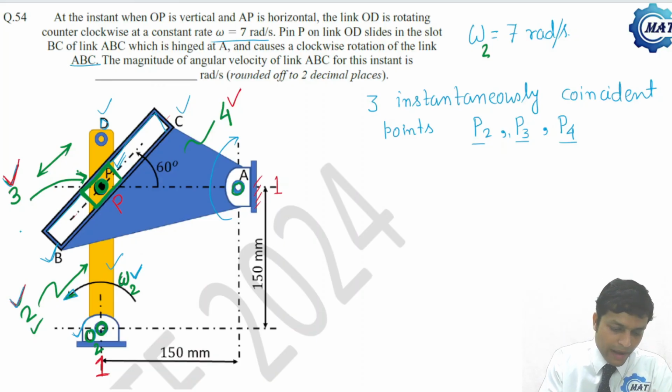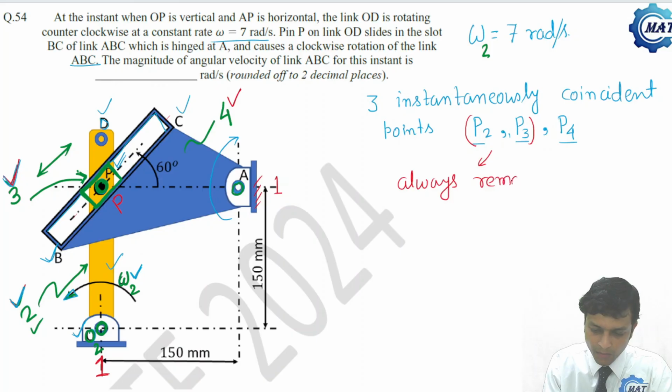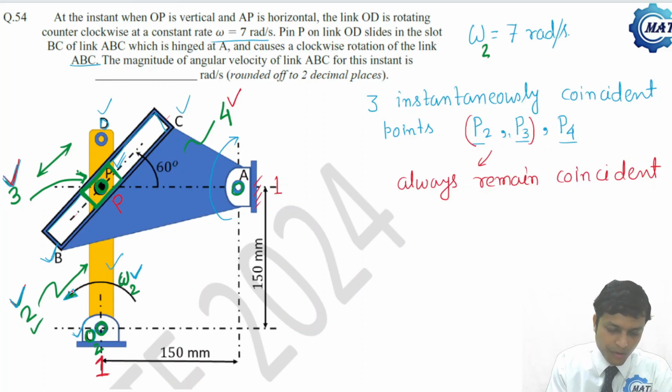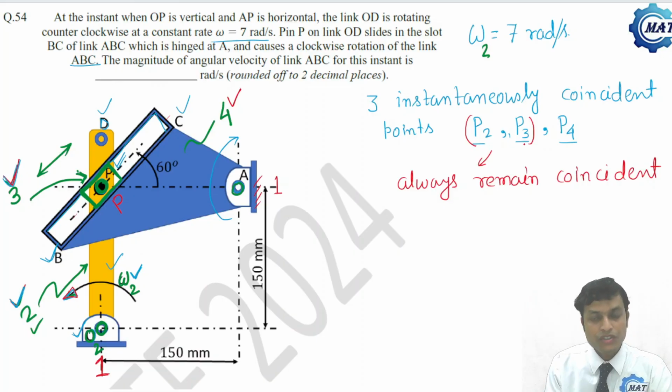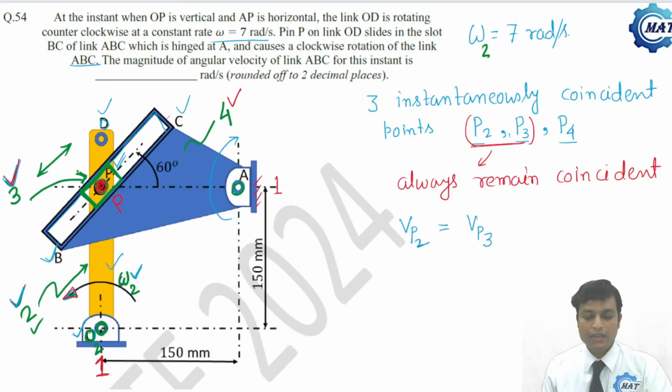Now body 2 and 3 are connected by which? Connected by a revolute pair, that is the pin joint. So among these 3, 2 and 3 always remain coincident. That is, if body 2 rotates by some amount, P2 and P3 lie together, whereas P4, that is P on body 4, will shift. So these two always remain coincident, and for this instant these 3 points are instantaneously coincident. If they always remain coincident, that means the velocity of point P on body 2 is equal to the velocity of point P on body 3.